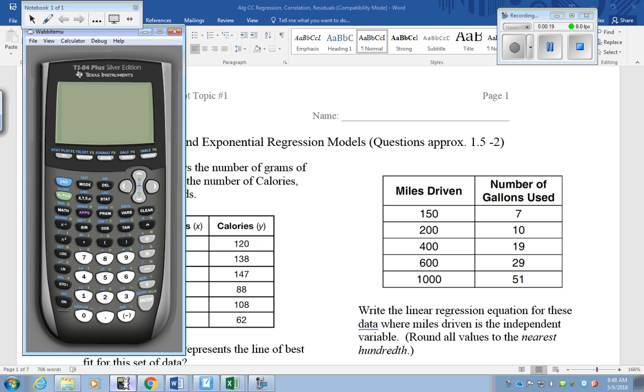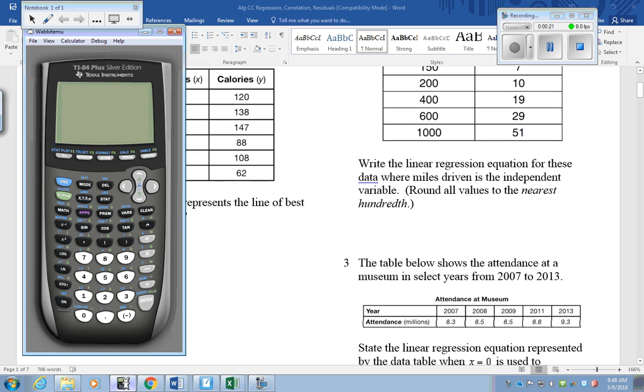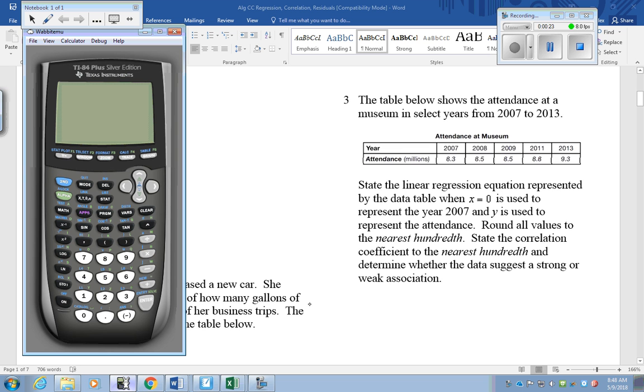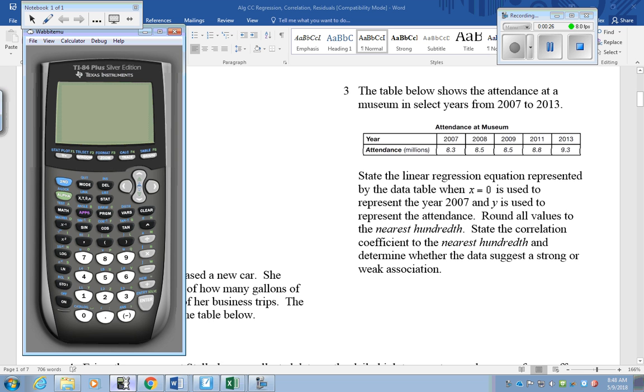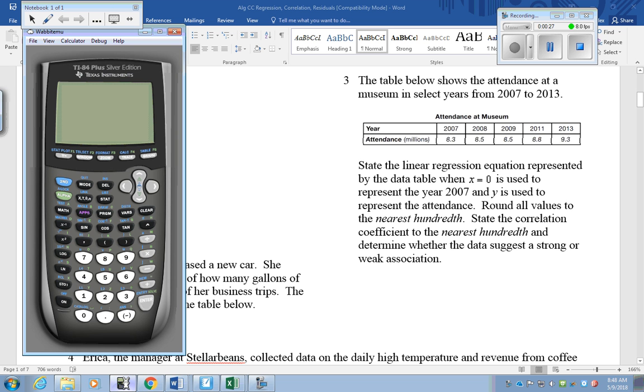On the first page, we're going to look at question number 3, which is in the bottom right corner. There's a couple parts for this. They want us to state an equation, and based on the data table, they want us to use x is 0 as the year 2007. And then it says y is your attendance when you write the equation out.